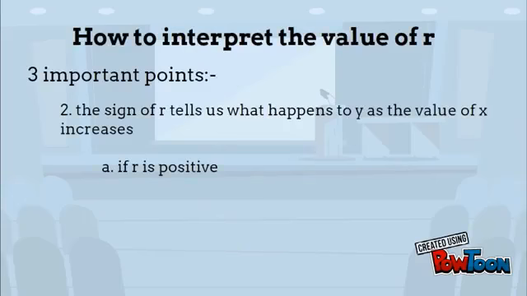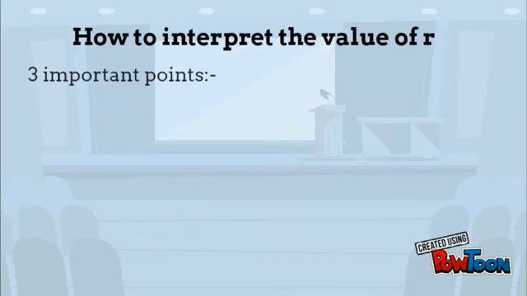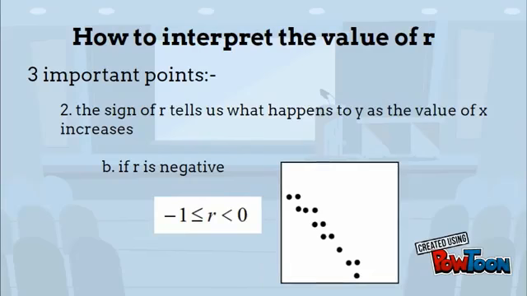Second, the sign of R tells what happens to Y as the value of X increases. If R is positive, then the relationship between X and Y is a positive relationship. This means that when X increases, the value of Y also increases. An example of this is the number of hours of study and test score. Next, if R is negative, then the relationship between X and Y is a negative relationship. This means that as X increases, the value of Y decreases. An example is the number of absences and CGPA of students.